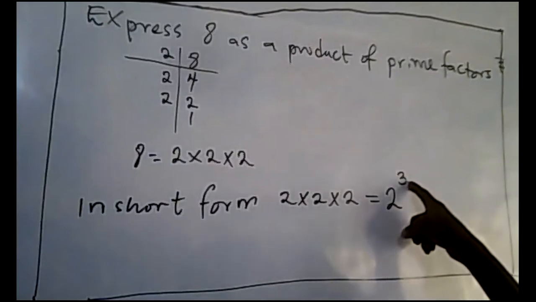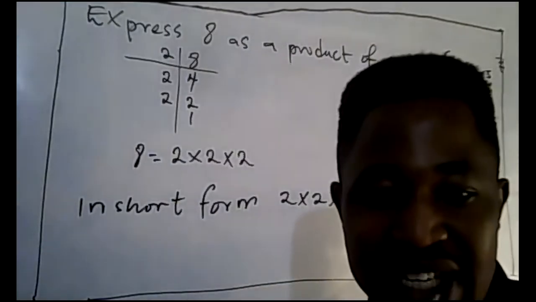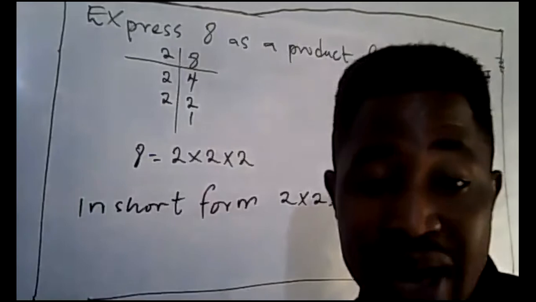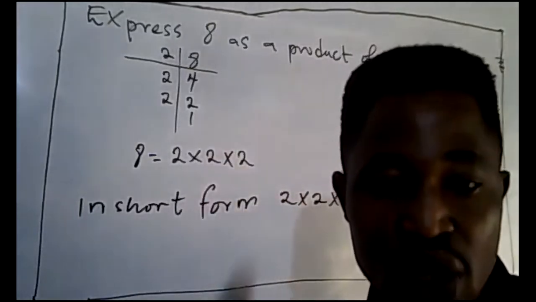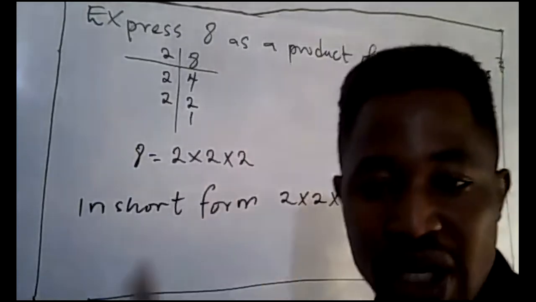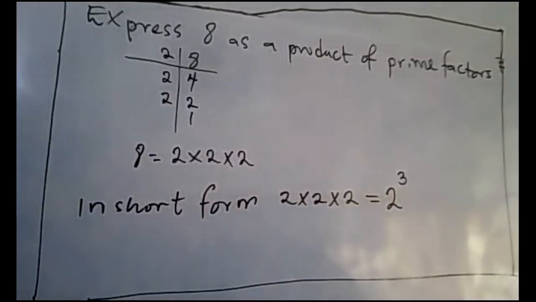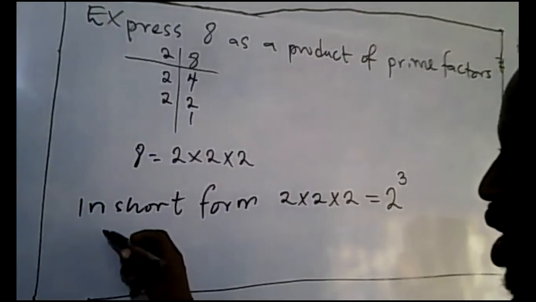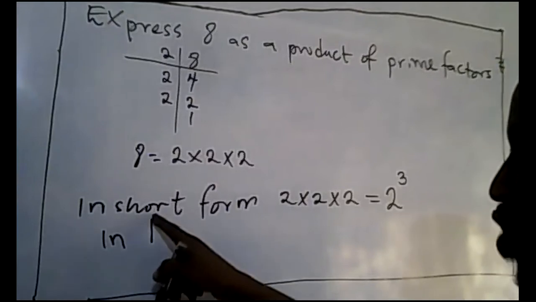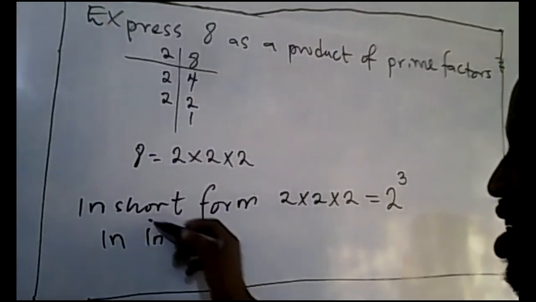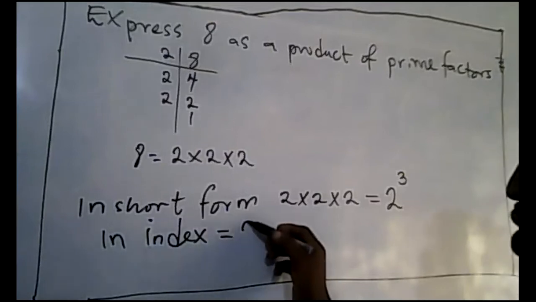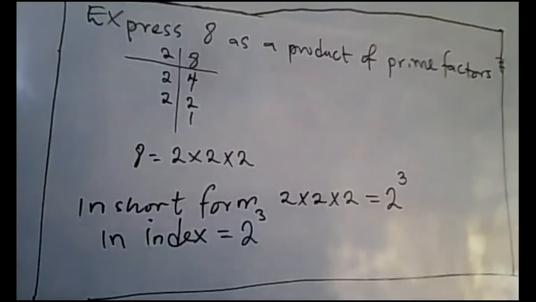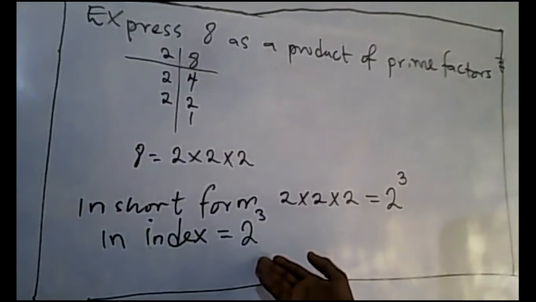2 raised to power 3 means 2 multiplying itself 3 times. So that is the short form. You can say short form also means index form. Writing this in index form is the same thing as writing it in short form. In index form, it is 2 raised to power 3. So that's what we mean by index.